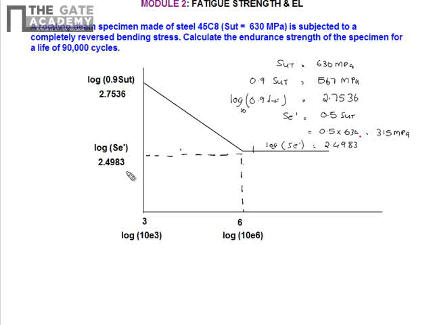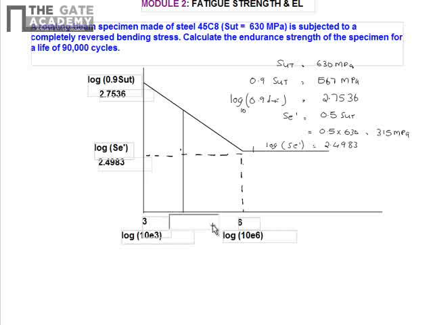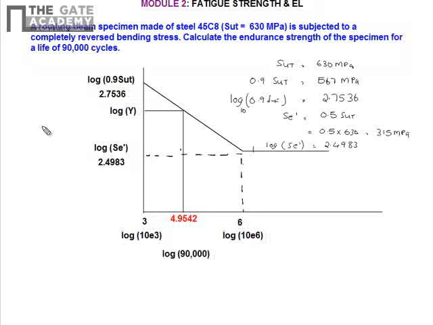Now the problem gets simplified. So we have first point here 2.7536, second point here 2.4983, and the corresponding x locations are 3 and 6. Now we have the number of cycles given as 90,000 cycles. We have to find the stress corresponding to it. What I can do is, I can draw a line here and say this corresponds to 90,000 cycles, or I can put it as log of 90,000 cycles. The problem details can be written as this.